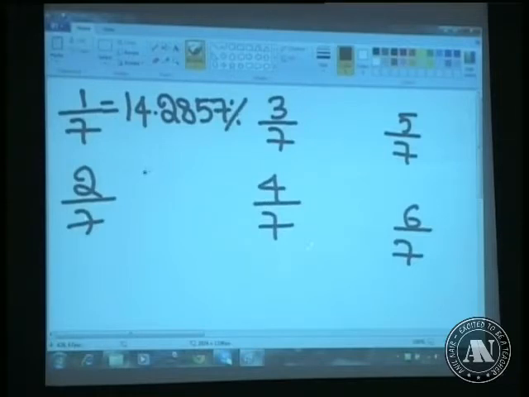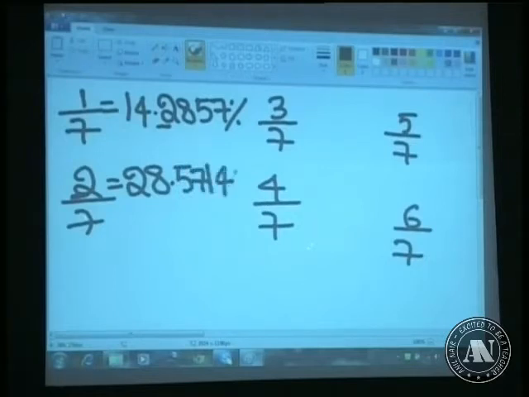2 by 7. Now I am telling you a mnemonic. Mnemonic is a way of remembering things. 2 by 7. Take the numerator 2. Multiply by 10. 2 when multiplied by 10 becomes 20. How many times does 7 go in 20? Maximum 2 times. Where is 2 here? Here. Write down how many times it goes in 20. 2 times, write down the next digit 8, dot, the remaining digits 2, 8, 5, 7.